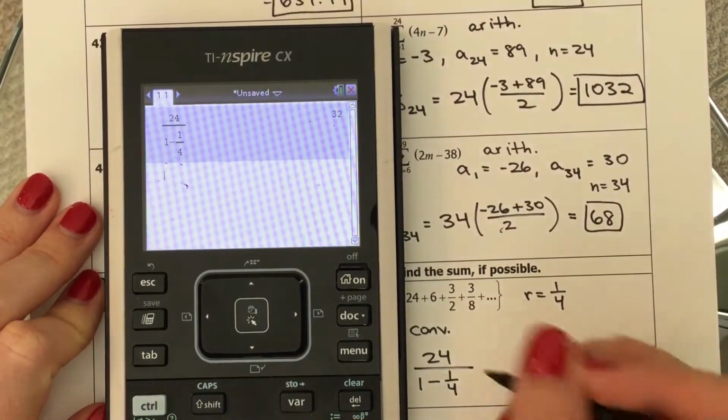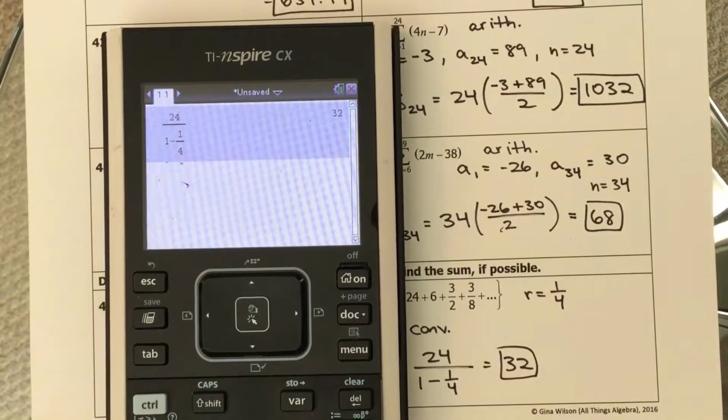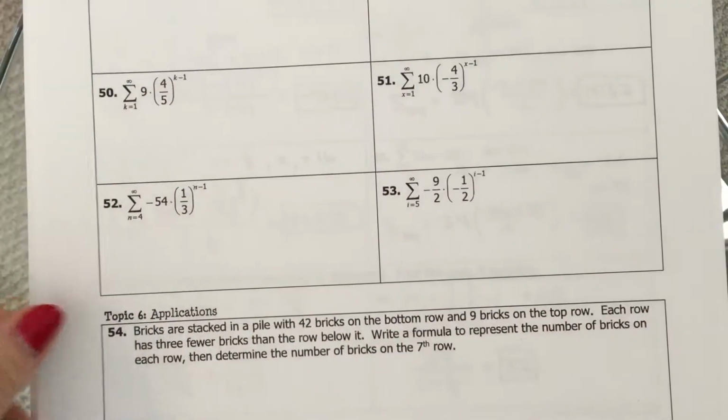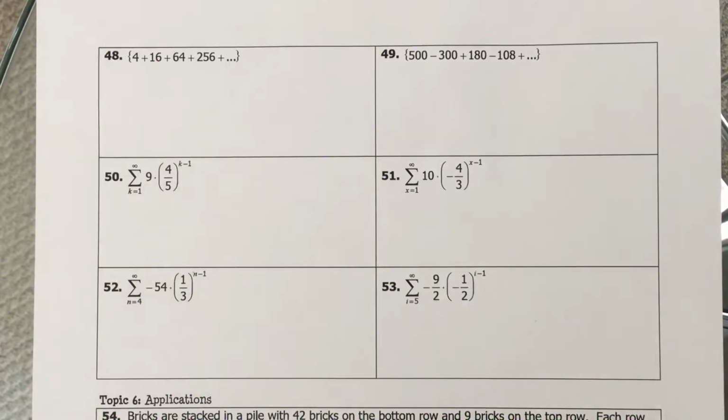Okay, and that gets us 32. Let's look at the next page. Okay, so we've got a few more. We were doing almost the exact same thing, just is it convergent or divergent?